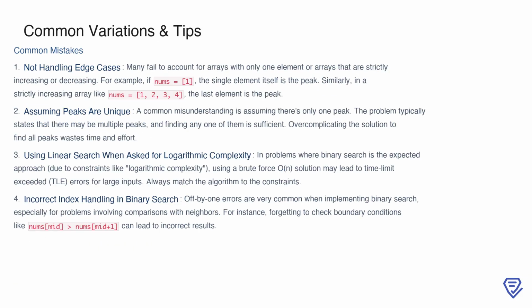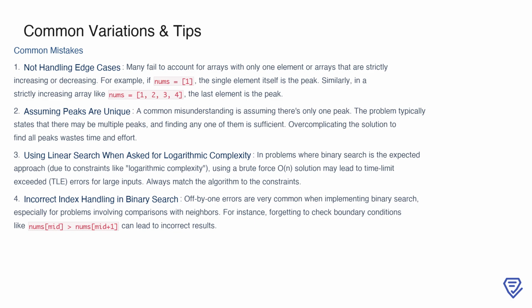When tackling the find peak element problem, there are a few common mistakes that can trip you up. First, failing to handle edge cases can lead to incorrect results. For example, if the array has only one element, that single element is the peak. Similarly, in a strictly increasing array, like 1, 2, 3, 4, the last element is the peak, while in a strictly decreasing array, the first element is the peak.